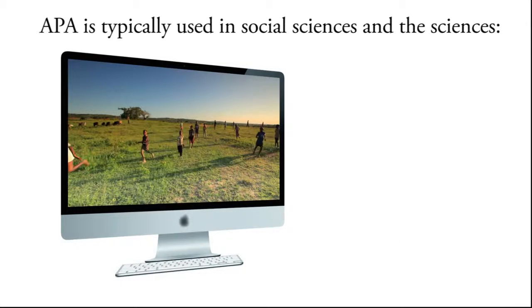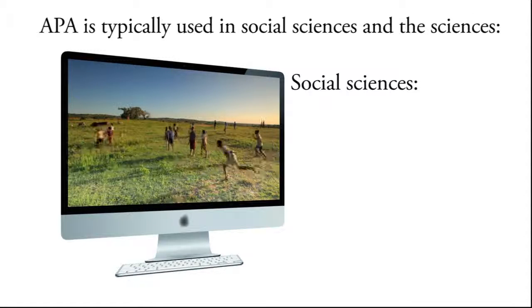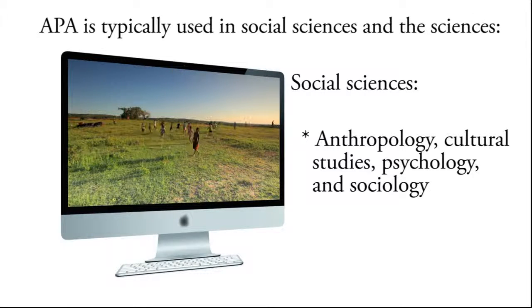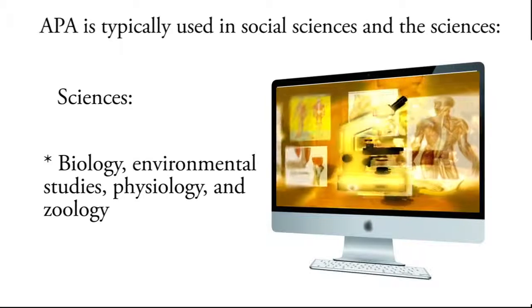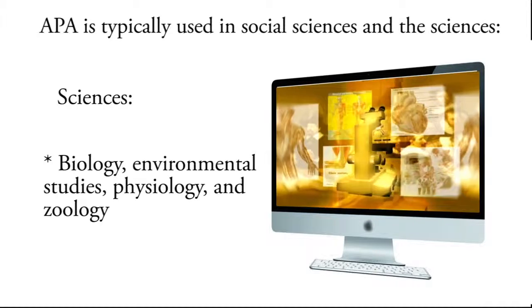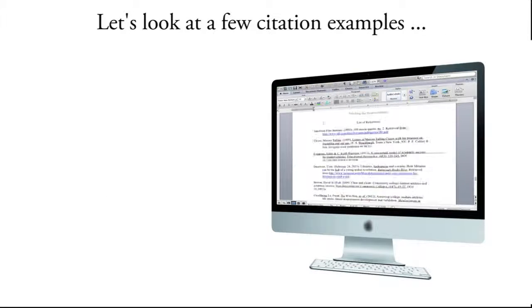APA typically is used in the social sciences and sciences field. Social sciences encompass anthropology, cultural studies, psychology, and sociology. Sciences include biology, environmental studies, physiology, and zoology. Let's take a look at a few citation examples of sources you will commonly use in your research, starting with books.